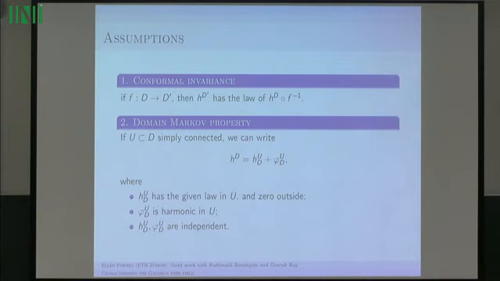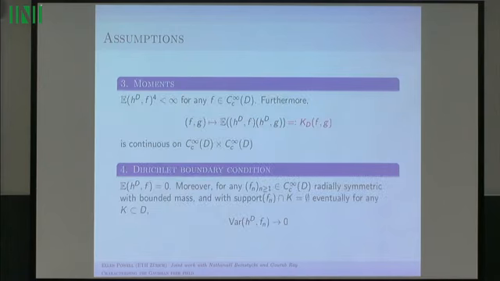So that's the precise statement of the domain Markov property that I'm going to use. And then we need a couple of other assumptions. Let me just skip the third one for now. I wish I could skip it forever, but I can't. So the last one is the Dirichlet boundary condition.